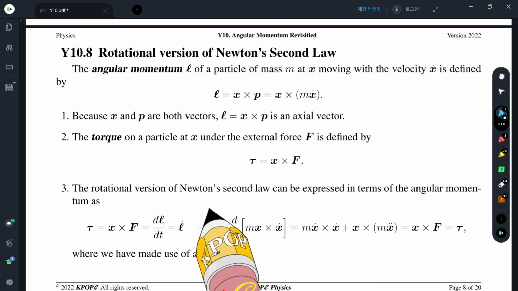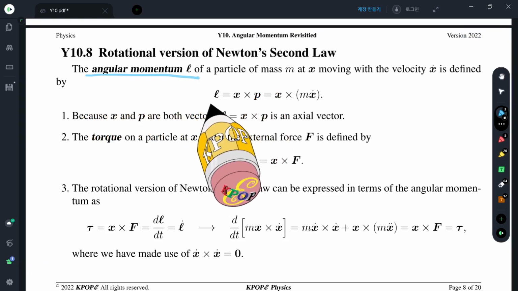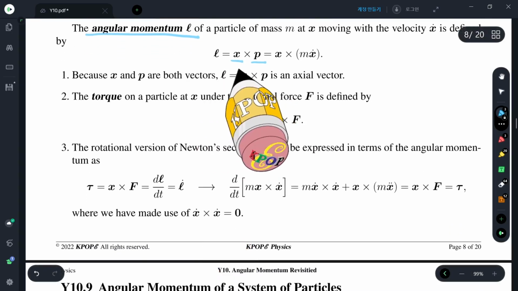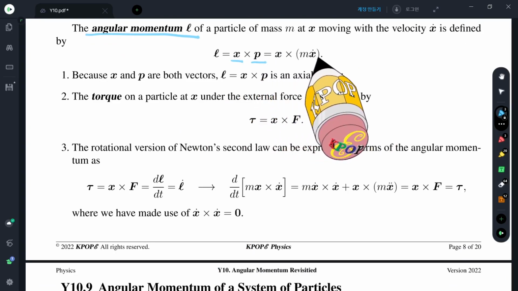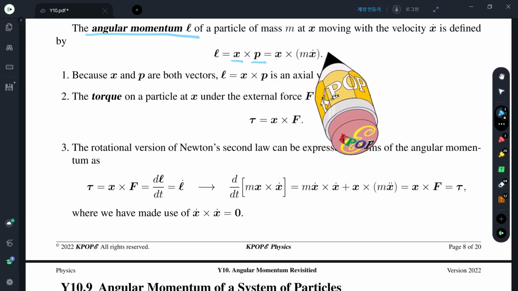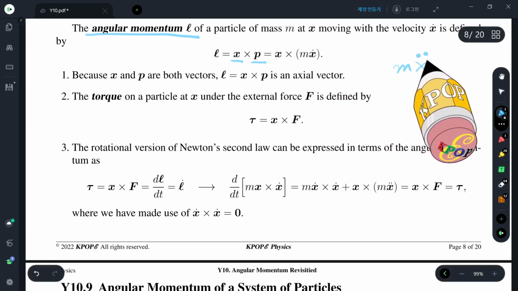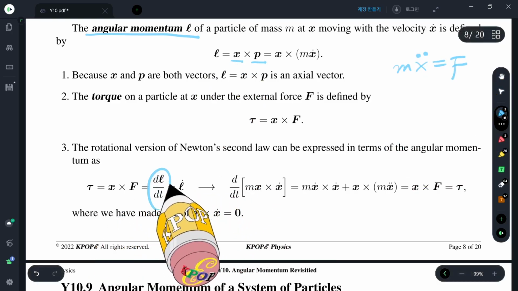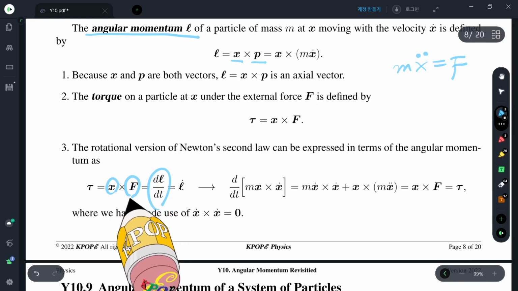Rotational version of Newton's second law is to take the time derivative of angular momentum L, that is x cross p. If you take the time derivative of this one becomes velocity, and that contribution disappears. Only the contribution from the derivative of the last factor survives, and m x double dot is nothing but the force. Therefore, time derivative of angular momentum is torque, that is defined by x cross F.